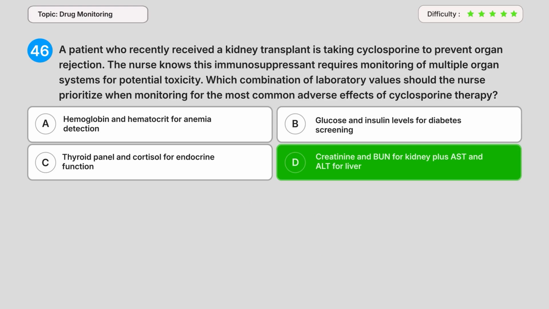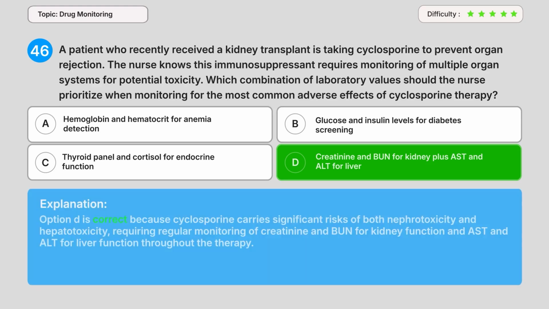Correct answer: D. Creatinine and BUN for kidney plus AST and ALT for liver. Explanation: Option D is correct because cyclosporine carries significant risks of both nephrotoxicity and hepatotoxicity, requiring regular monitoring of creatinine and BUN for kidney function and AST and ALT for liver function throughout the therapy.